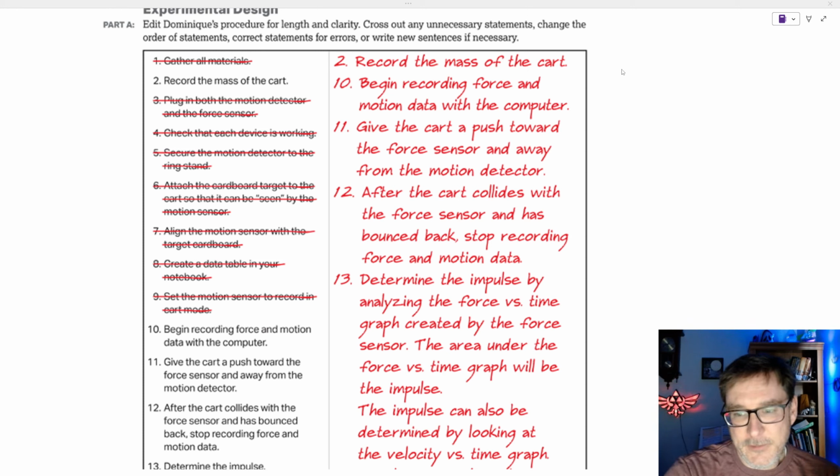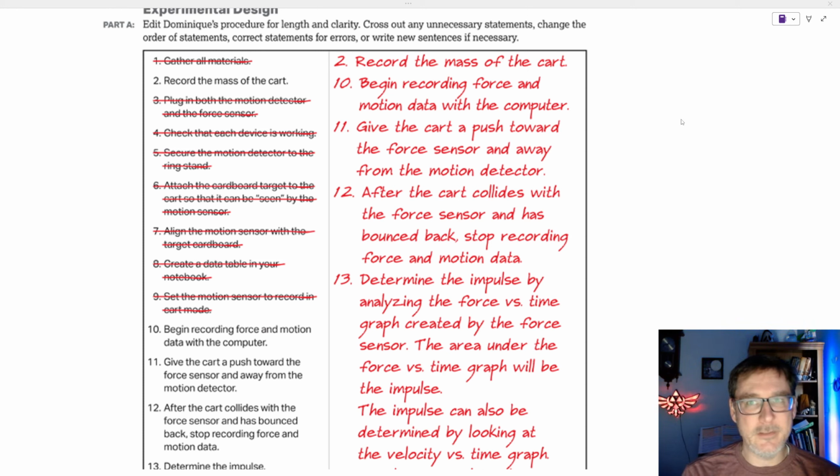Some science teachers pull their hair out when students start by saying, gather the materials. I don't. It's a very understandable mistake, it's just not necessary at all, because of course you're going to gather the materials. It's not necessary for somebody in high school who's done labs before, or college or beyond. So what you want is to get straight to it.